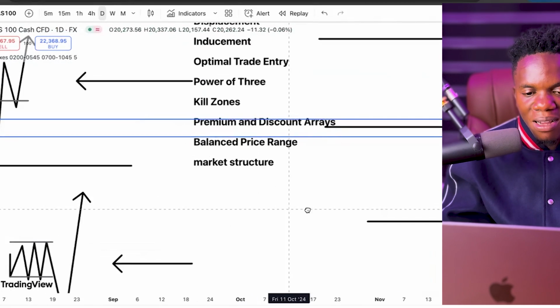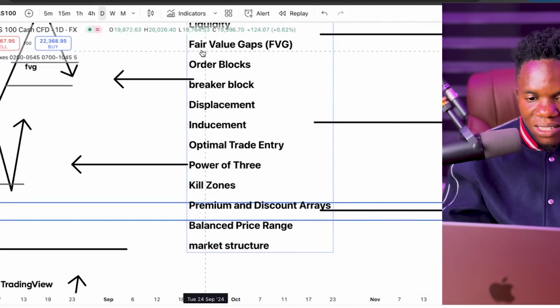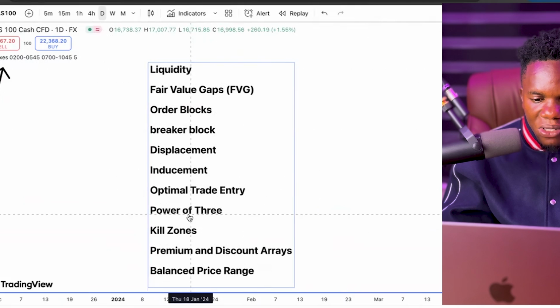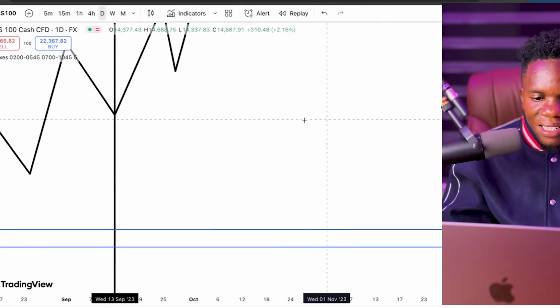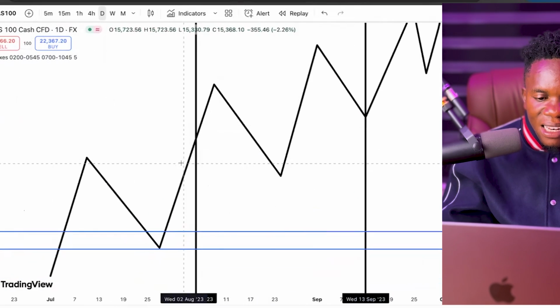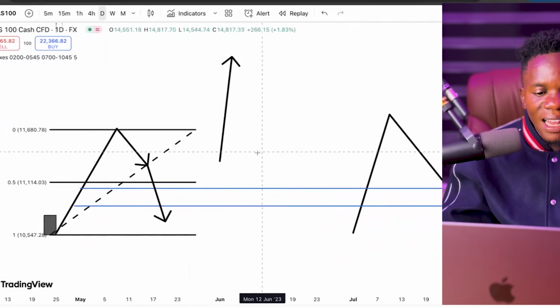Now, the next one we're going to talk about is key zone. Remember, I've not talked about liquidity. So let me use this opportunity to talk about liquidity. Liquidity is very simple. Every high in the market, every low in the market are levels of liquidity.